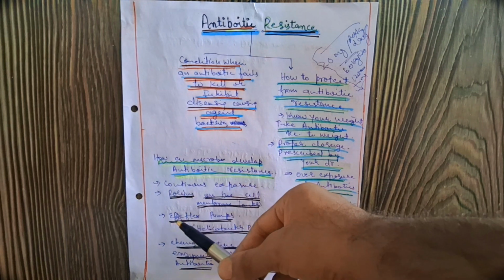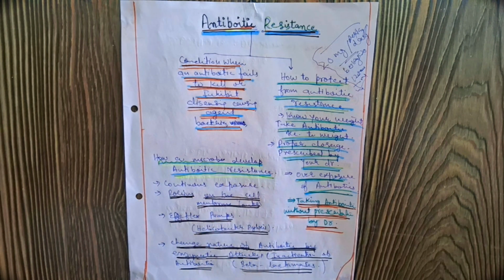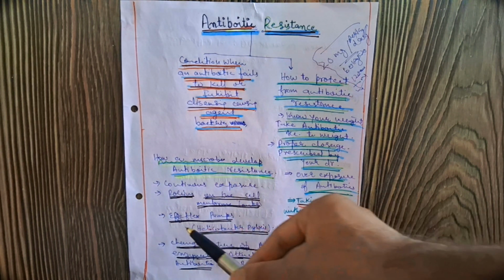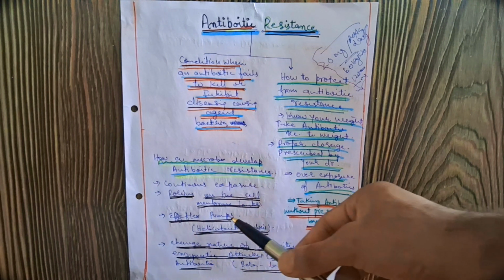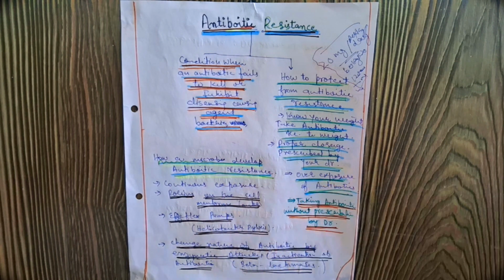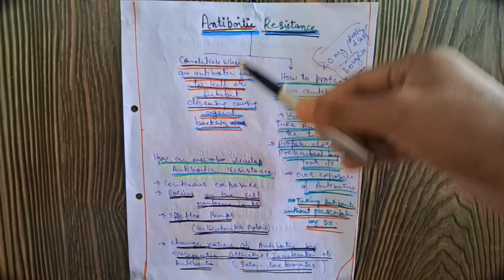Then, efflux pumps are structures present inside the cell of the bacteria, and these efflux pumps throw the antibiotic out of the cell to protect it from antibiotic attack. This also develops antibiotic resistance.